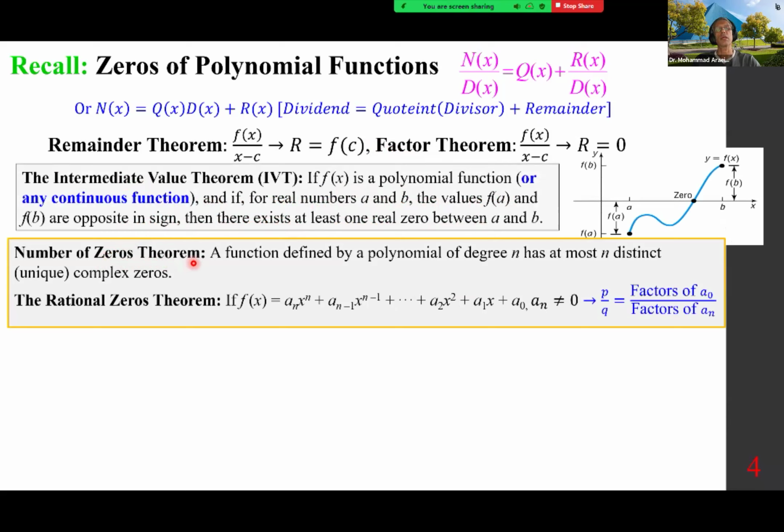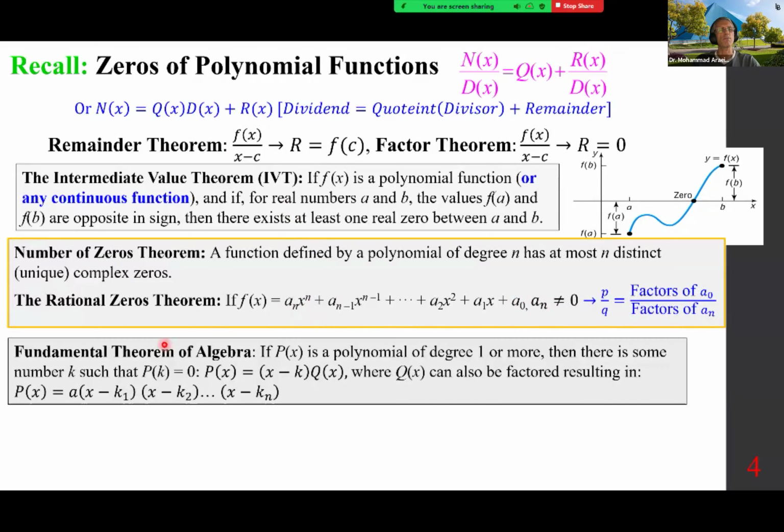Number of zeros theorem. A function defined by a polynomial of degree n has at most n distinct, unique, complex zeros. The rational zero theorem indicates that if f of x is given as before, a sub n x to the power of n all the way to a sub 0, then p over q, the possible rational zeros, would be factors of a sub 0, the constant, over factors of a sub n, the leading coefficient.